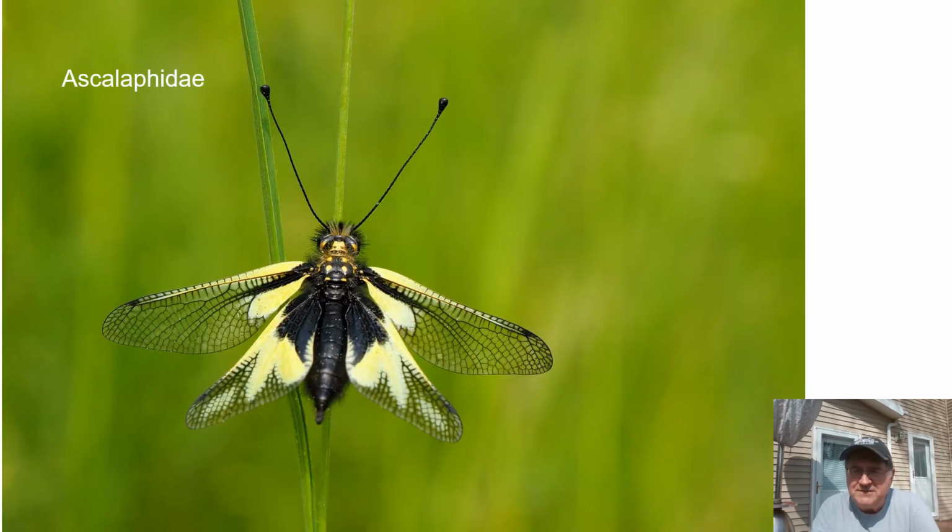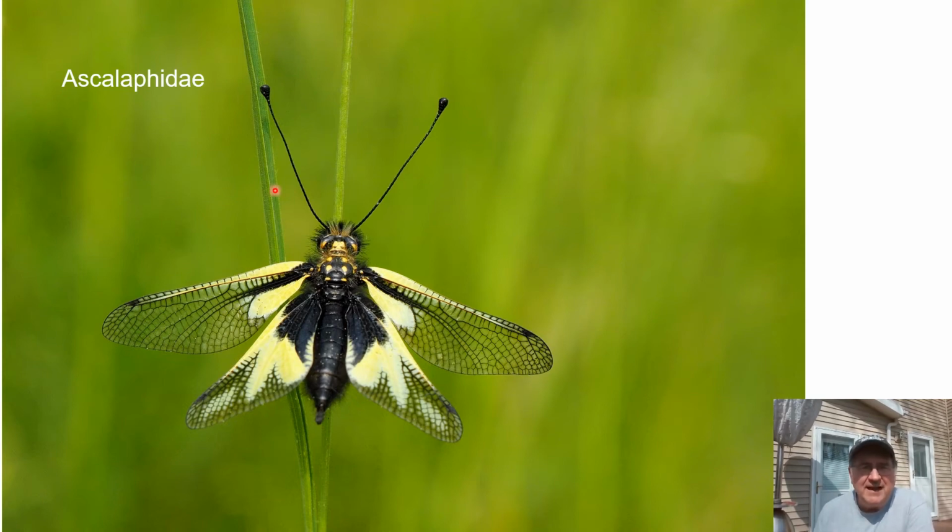The Ascalaphids, or owl flies, is quite a species-rich group. Not the most, but many more species than you might think. Kind of looks like an amalgamation, doesn't it, of different insect orders, almost like I put together wings and body and head from several different insect orders to try to fool you on an exam.